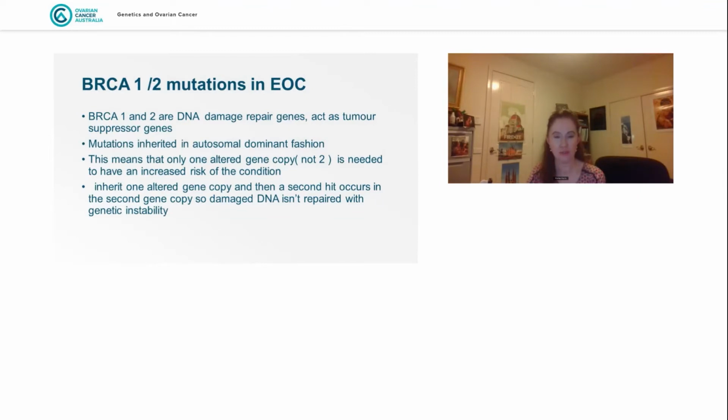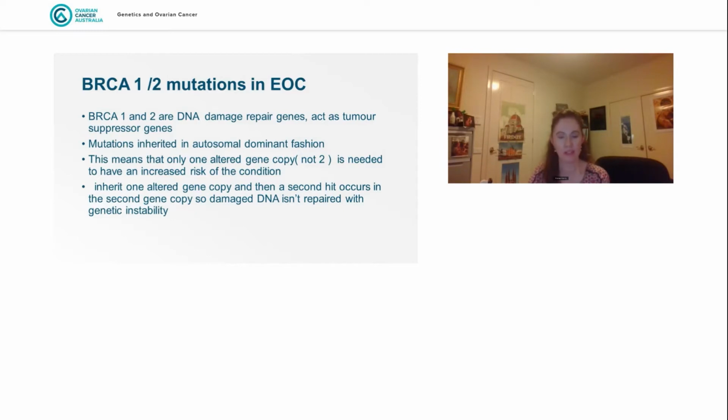They act as tumour suppressor genes. By maintaining the genetic order or correcting errors, they help to prevent cancer. The mutations or alterations in these genes, because we all have these genes, some people have an alteration that interferes with the protein produced and hence the function. They're inherited in an autosomal dominant fashion. And this just means that if you only inherit one altered copy, you have an increased risk of developing the condition. This contrasts with some conditions like cystic fibrosis, where an affected person needs to inherit an altered copy from both parents in order to develop the condition.